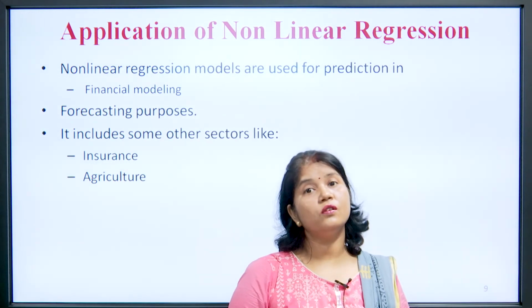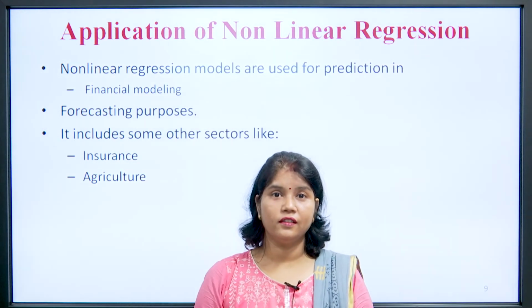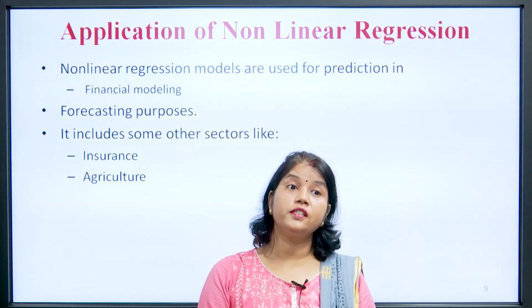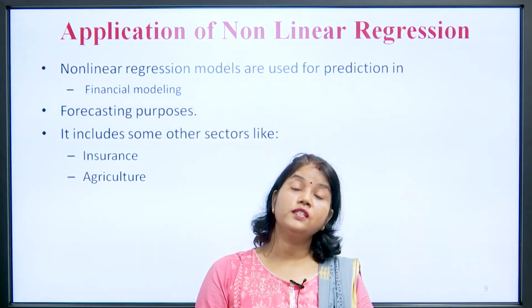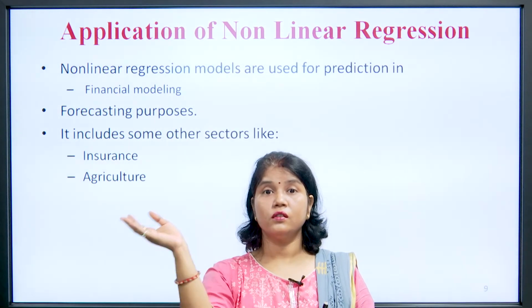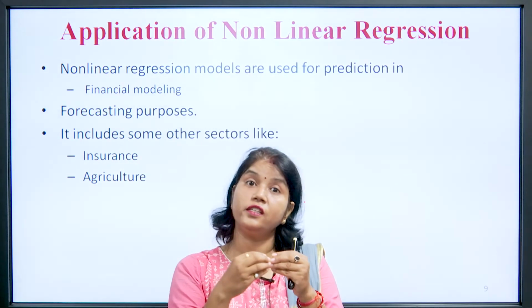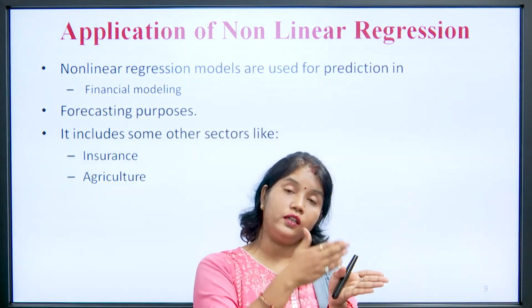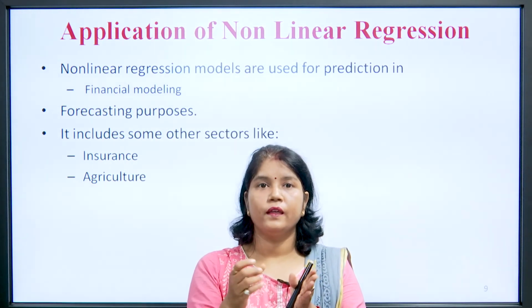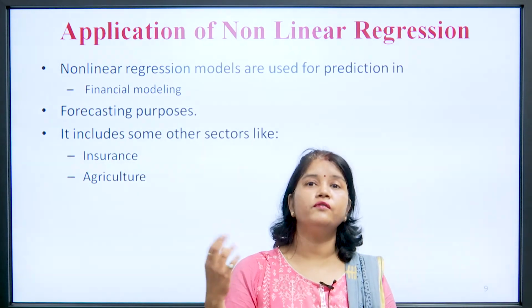Some other sectors also use it, you know, insurance, agriculture. What would happen after 10 years? A policyholder has to take a decision: he or she is at the age of 20 and has to decide what will happen after 30 years. So, the insurance holder has to take these decisions early, at an early age, isn't it. So, nonlinear regression helps to decide what would happen after some time, after 10 years, 20 years.